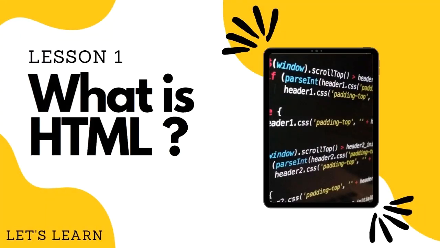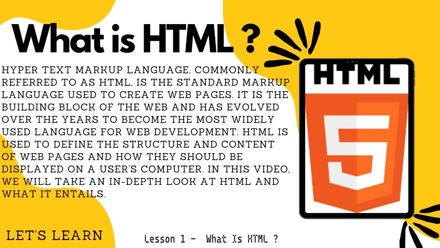In this video, we are going to discuss what is HTML and some basic tags of HTML. So, Hypertext Markup Language, commonly referred to as HTML, is the standard markup language used to create web pages. It is the building block of the web and has evolved over the years to become the most widely used language for web development. HTML is used to define the structure and content of web pages and how they should be displayed on a user's computer.